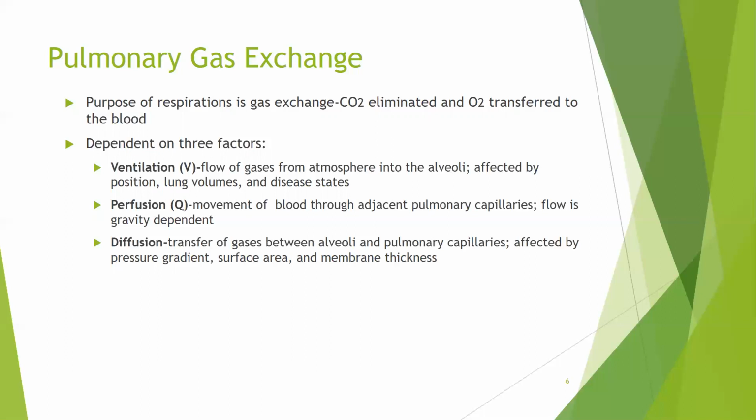In regards to diffusion, we talked about ABGs, about the PaO2 and the PaCO2. This Pa, which is partial pressure, is the collision of oxygen and carbon dioxide, and this creates pressure, which we measure in millimeters of mercury. Partial pressure of oxygen, remember, in the arterial blood is the PaO2, and the partial pressure of carbon dioxide in the arterial blood is the PaCO2.